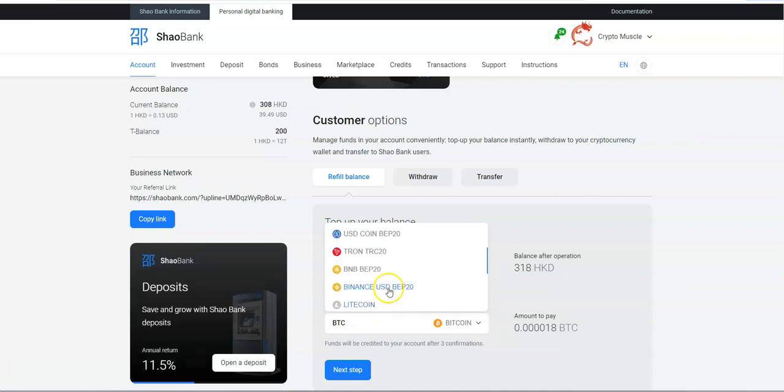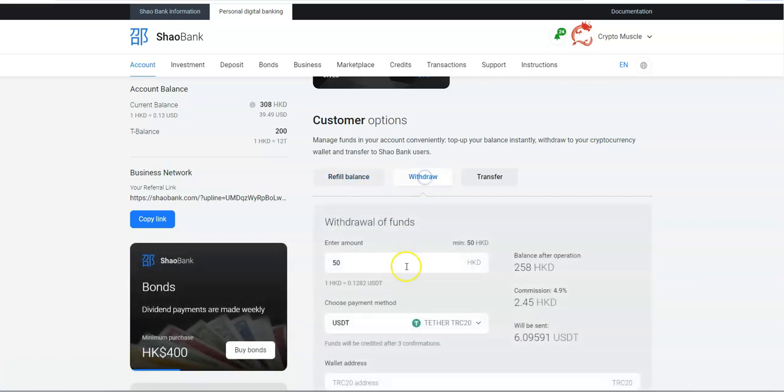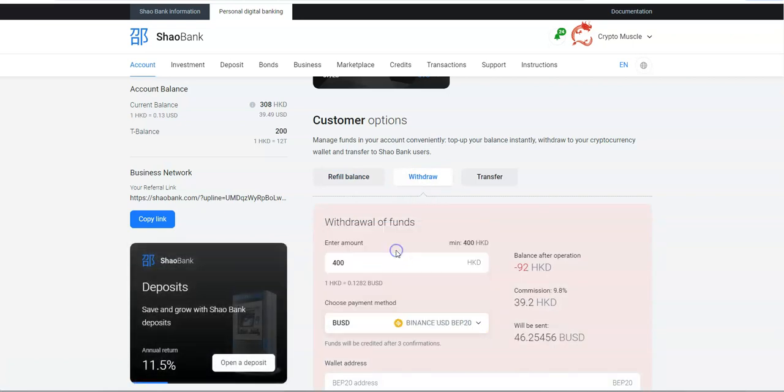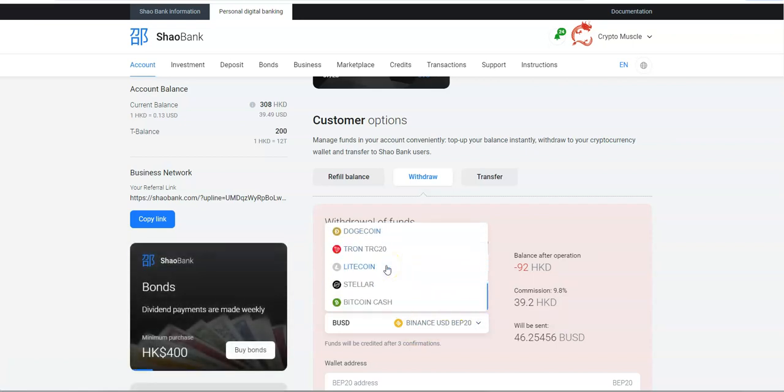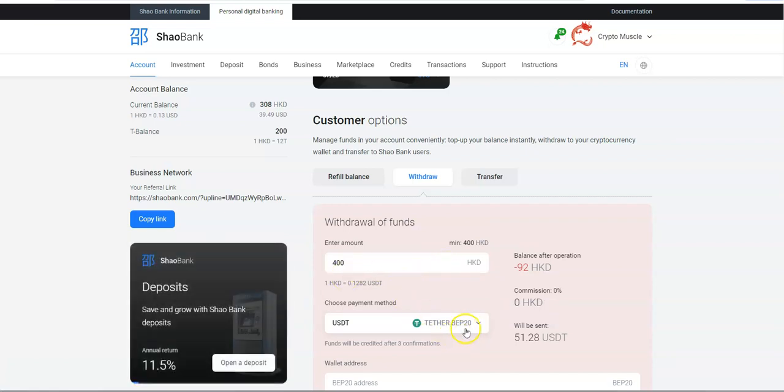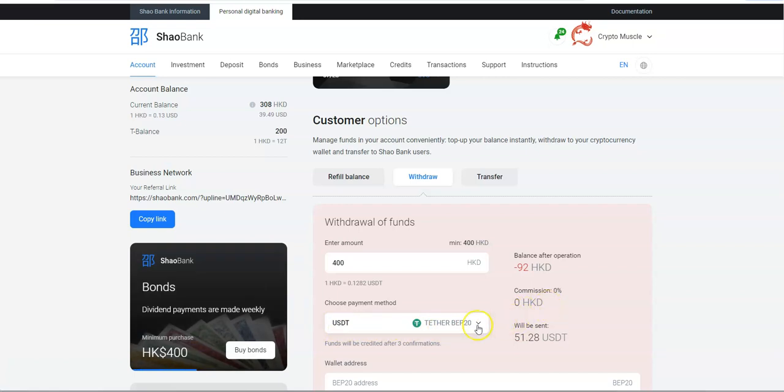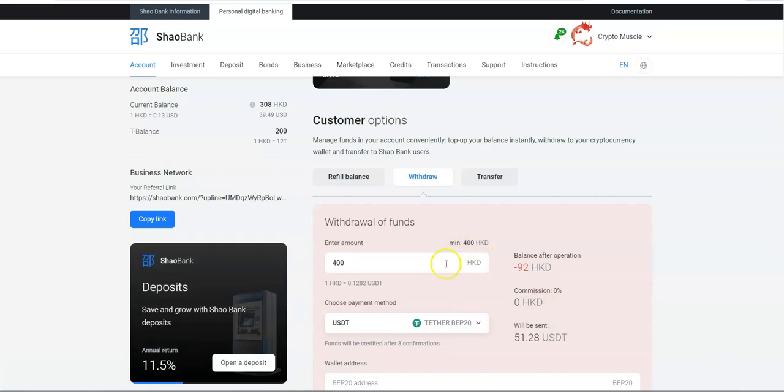And I think the only one that charges zero fees when it comes to withdrawals is Binance USD here. I believe that's the one. Let me see here. I want to say it was Binance. No, that's not it. Not Binance USD. I think it might be BEP20 Tether. Yeah. So BEP20, Binance Smart Chain, Tether. It charges zero fees if you're looking to withdraw minimum 400 Hong Kong dollars here.